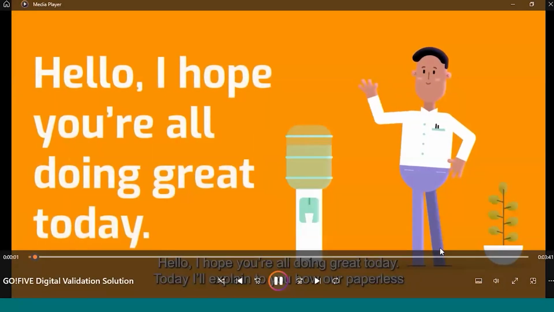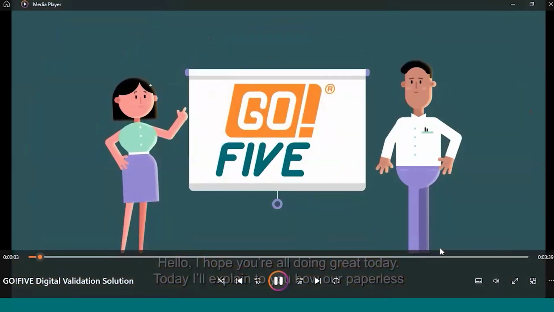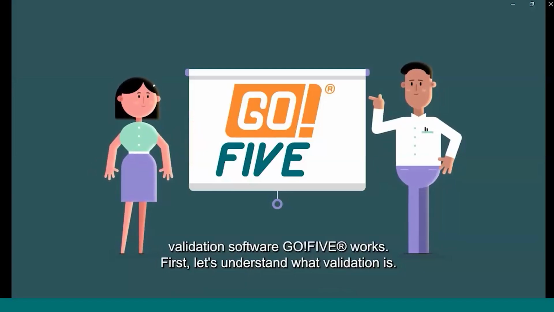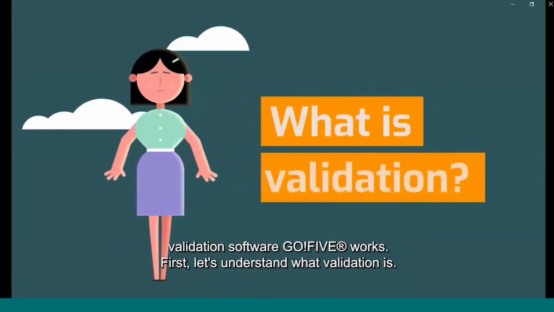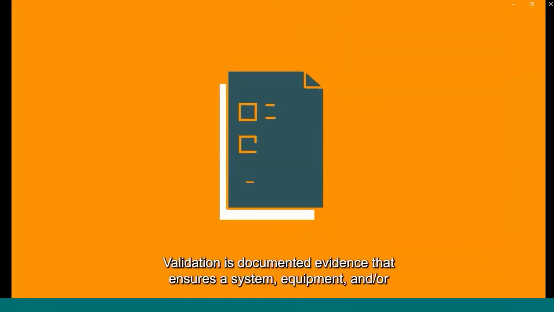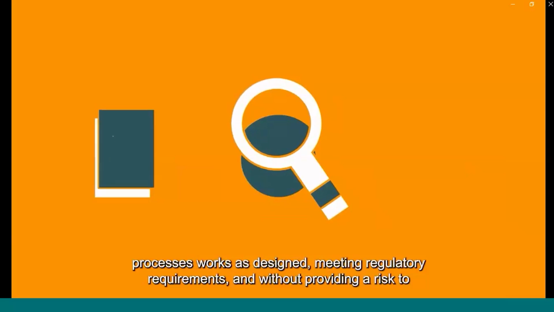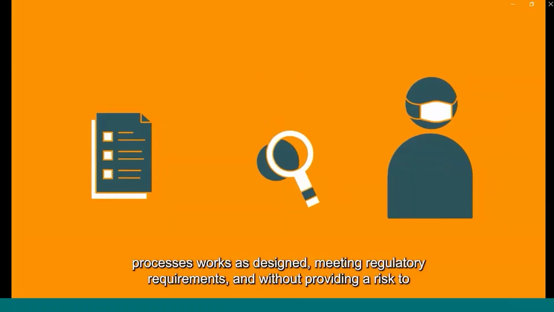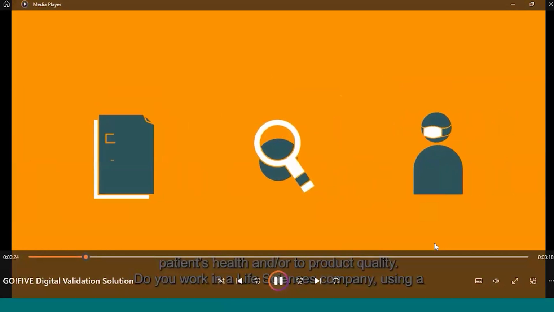Hello. I hope you're all doing great today. Today, I'll explain to you how our paperless validation software Go5 works. First, let's understand what validation is. Validation is documented evidence that ensures a system, equipment, and/or processes work as designed, meeting regulatory requirements, and without providing a risk to patients' health and/or to product quality.